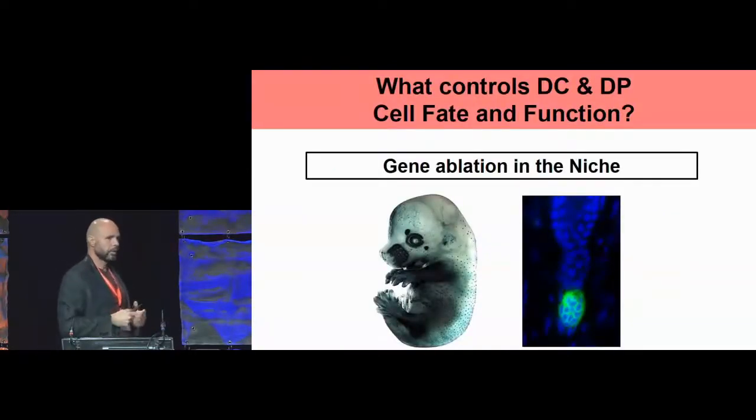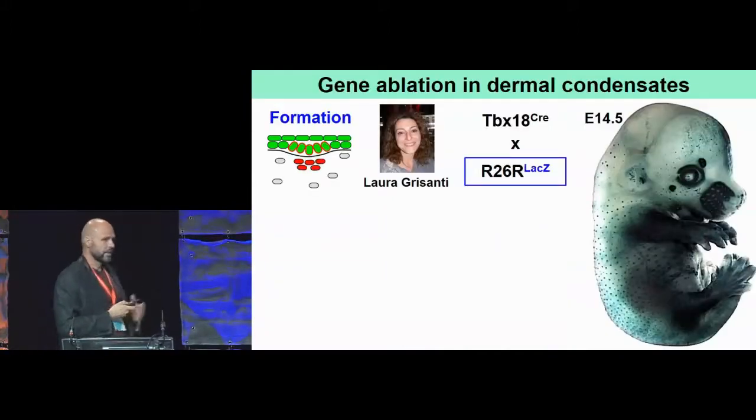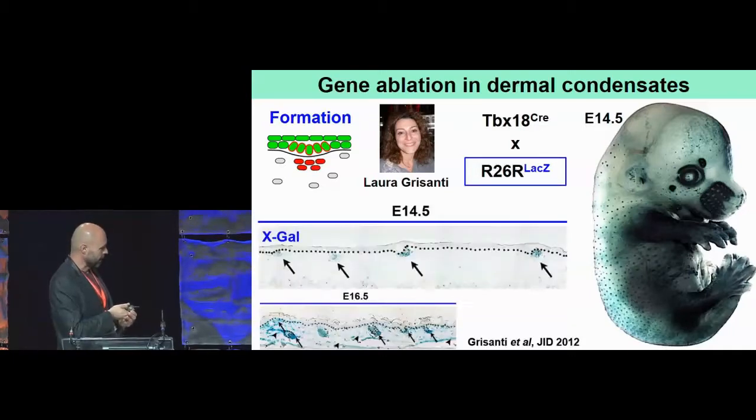Of course, we now want to set up systems to study gene function. The way we do this is by using reverse genetics and gene ablation, as we have heard already in several talks today. To date, there has not been a single tool where we can directly target the dermal condensates during the earliest formation. So Laura Grisanti, a postdoc in the lab, screened multiple different reporter mice, and we came up with TBX18. TBX18 drives expression quite specifically early on in the dermal condensates at embryonic day 14.5, and you can see here that the expression becomes slightly later a little bit more widespread.